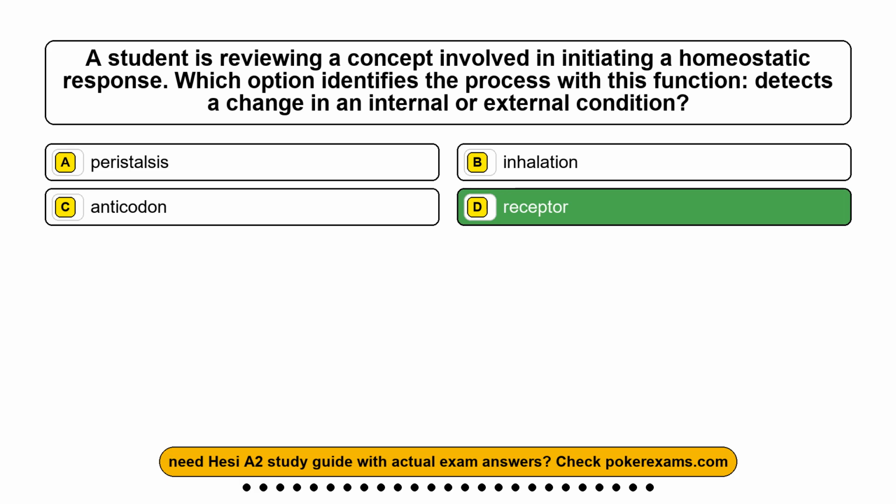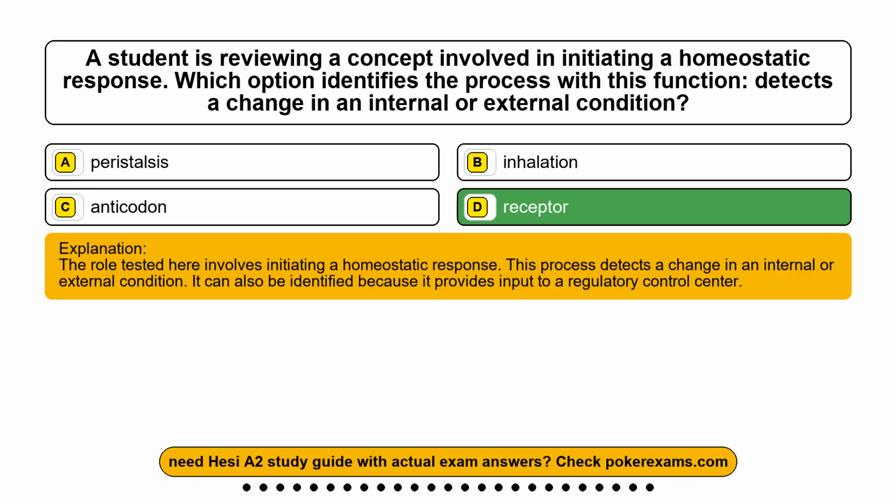The correct answer is option D, receptor. The role tested here involves initiating a homeostatic response. This process detects a change in an internal or external condition. It can also be identified because it provides input to a regulatory control center.